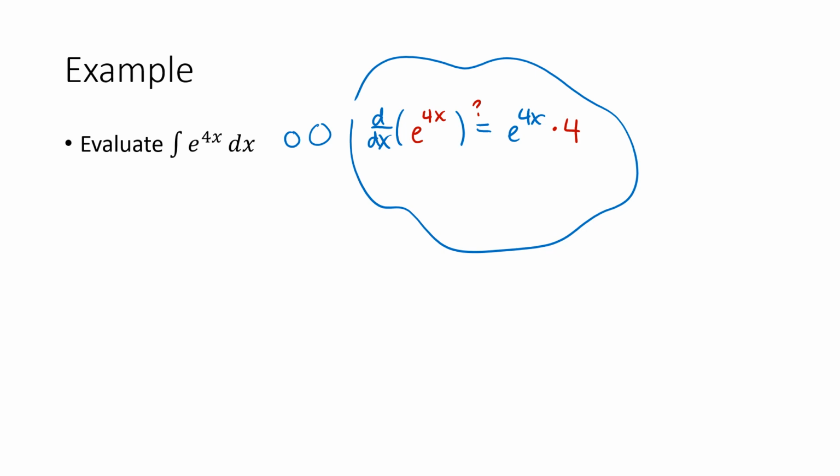So how do we get rid of that factor of 4? Hopefully you're catching on by now. We're going to put in a factor of 1/4. So 1/4 times e to the 4x plus c. Again, let's check this one.